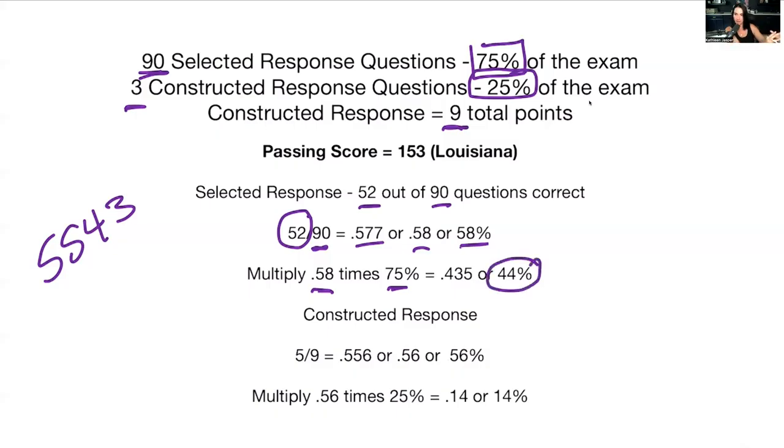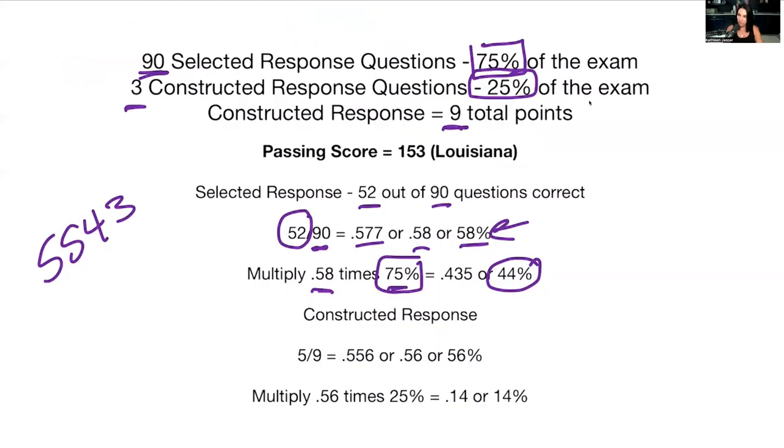Now put that to the side. All right. Just put that number to the side. What we did here was we found our raw score. We divided by the total. We got our percentage correct, which is here. And then we took that and multiplied it by the percentage that is of the overall score. All right, now for the constructed response.